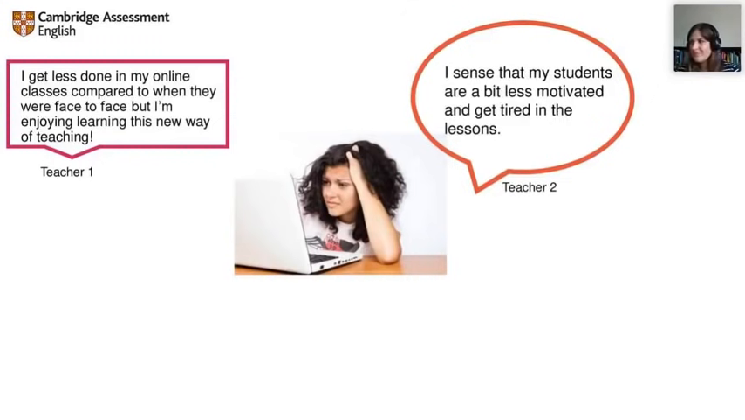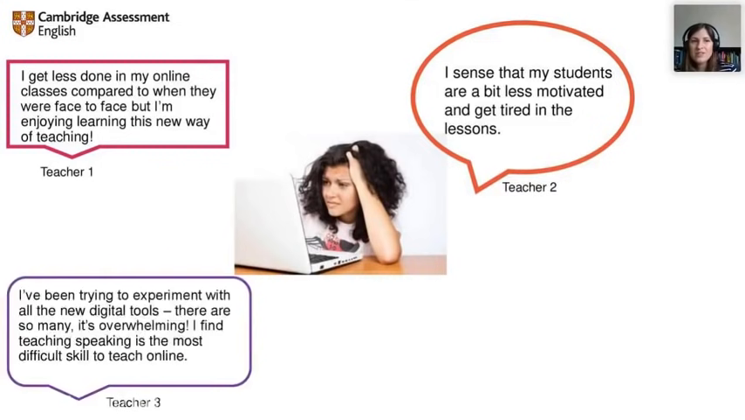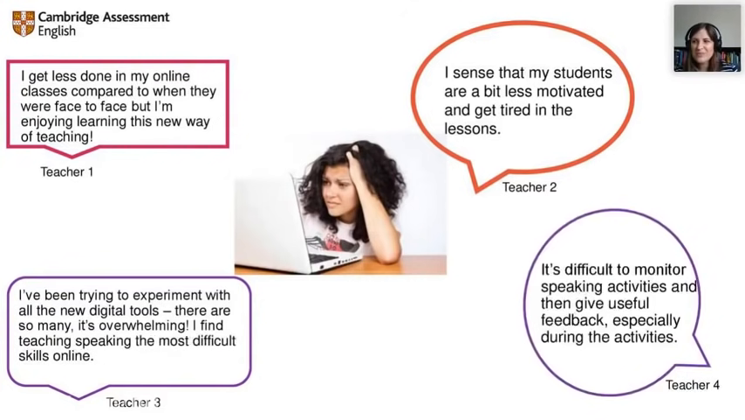Teacher 2. Okay, so talking about motivation, maybe your students are feeling a bit less motivated, they get tired. Teacher 3. Okay, so this teacher's talking about experimenting with lots of new digital tools, finding it a little bit overwhelming. Teaching speaking is difficult online. And teacher 4. So teacher 4 is talking about monitoring students, finding it hard to monitor without being in the physical classroom with students, and giving feedback, very important.